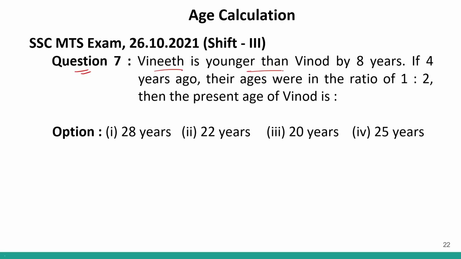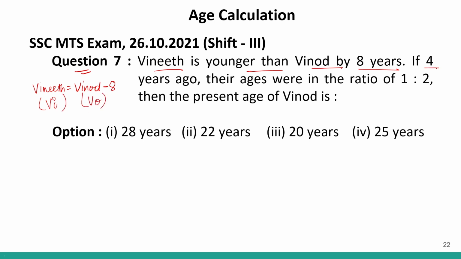Question number 7. Vineet is younger than Vinod by 8 years. So I can say that Vineet equals Vinod minus 8. Correct? So let's say the value of Vineet is x. Vineet I'm using VI and Vinod I'm using VO.